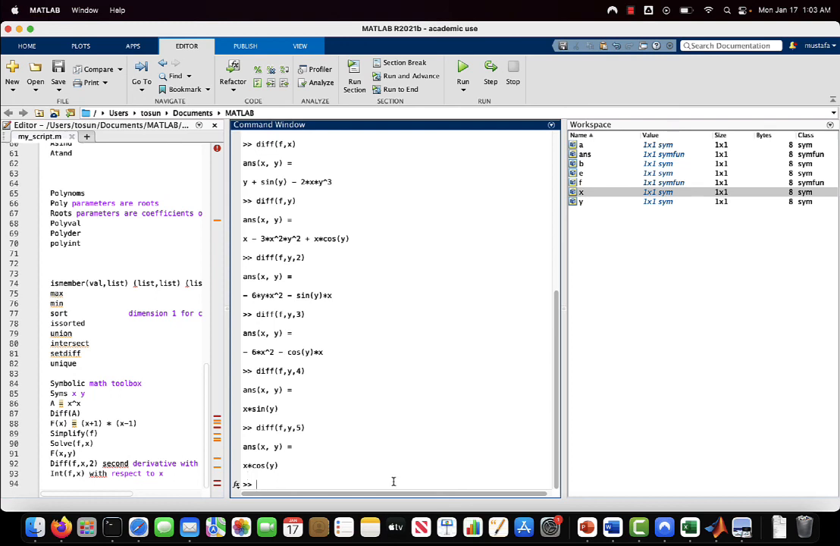And in the same way, you can use the int function, which is integration, with respect to x or with respect to y.